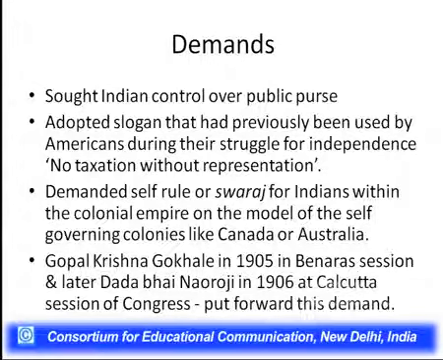So what we see is that the demands raised by the moderates at different platforms asked that more and more Indians should be engaged in the administration of India. And when they talked about Swaraj, initially they talked about a Swaraj like the one given to other nations, for example Canada or Australia, in which they would work under the British Empire.